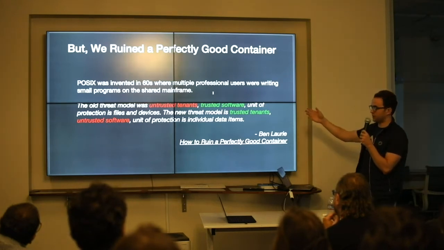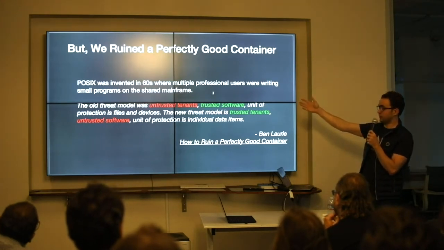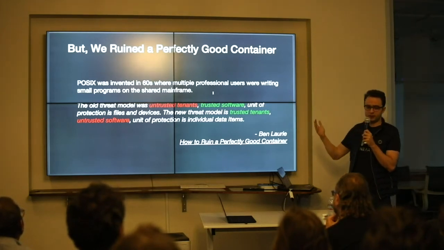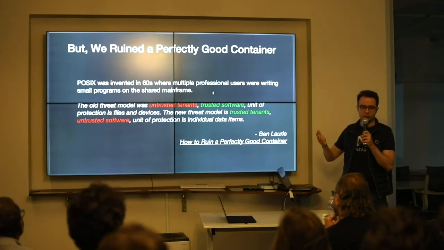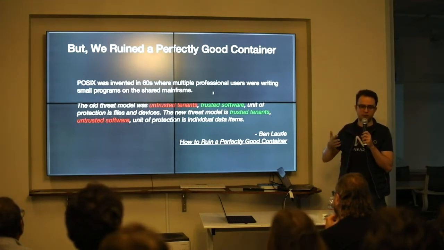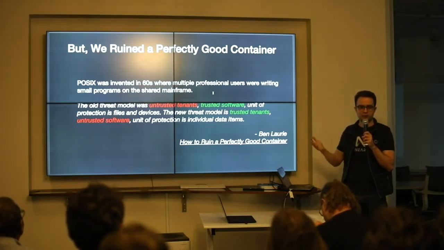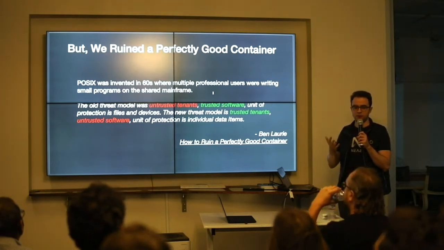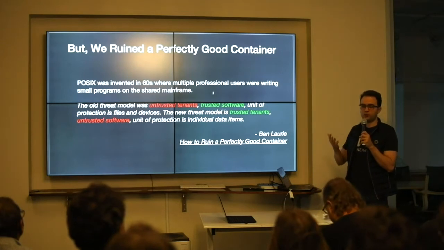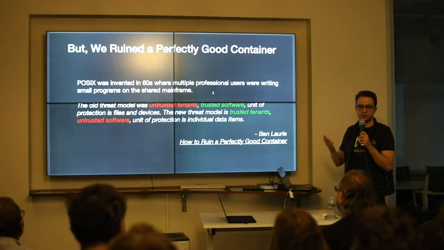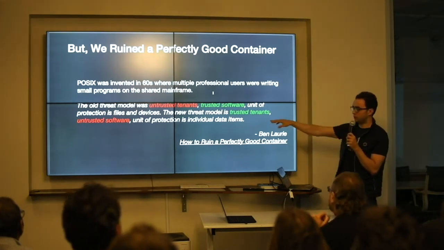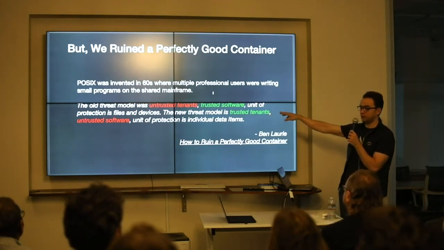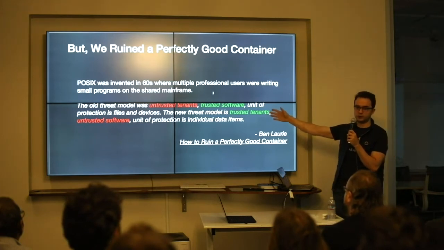And he criticizes POSIX. He says POSIX was invented in the 60s, and the use case was completely different. There was a mainframe where multiple people would work on the same mainframe, and those people were all experts, and they would only run really simple programs that were easy to understand. So you know what the program was doing because it was simple. You just didn't trust people. So the threat model was different. We had untrusted tenants on your machine, but trusted software because it was so simple and so small.